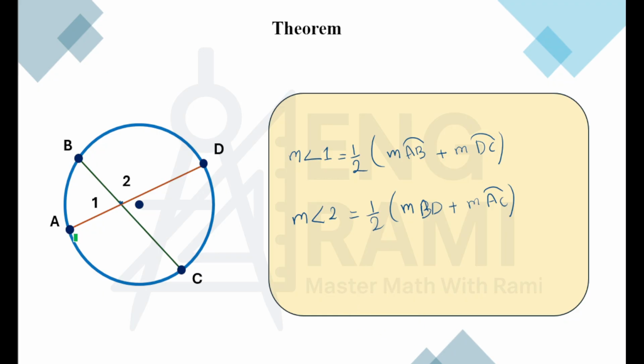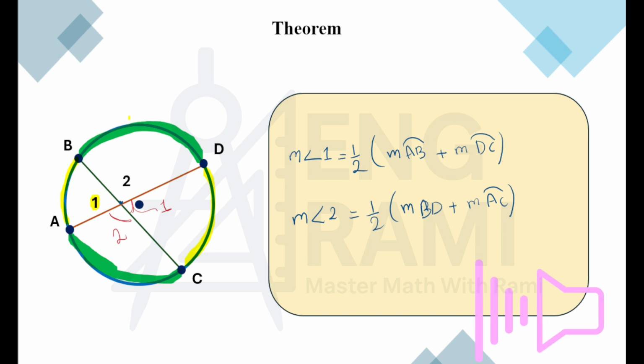This is the arc AC, and this is the arc BD related to angle 2, and this is arc AB and CD related to angle 1. We have to say that this angle also equals angle 1 and this angle also equals angle 2, since those are vertical angles.